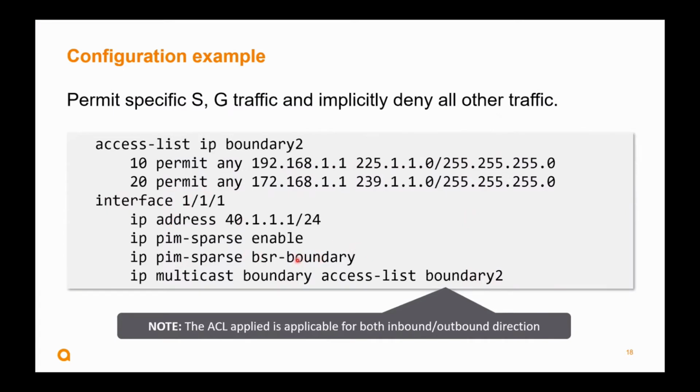BSR boundary command has been applied on that edge boundary routing switch, and the IP multicast boundary access list boundary 2. And in that case, we are only allowing those sources and that group to be allowed in or out, outbound or inbound direction, both.